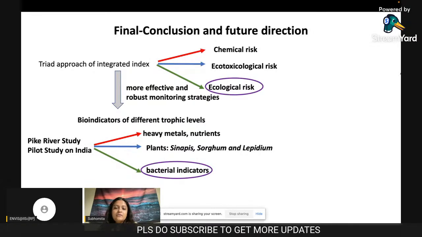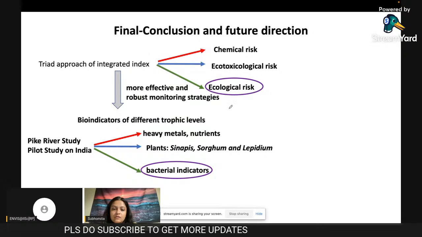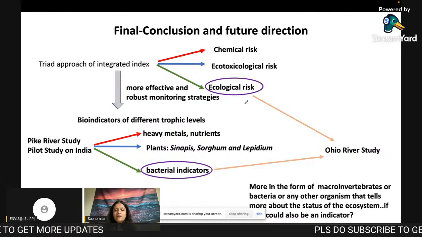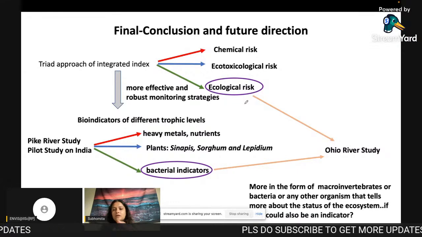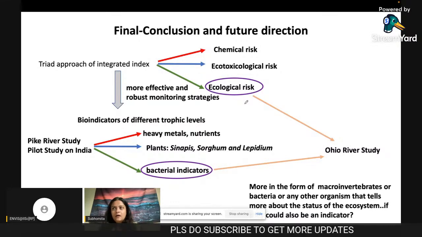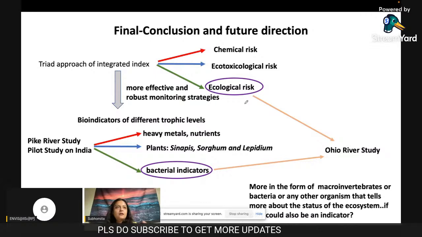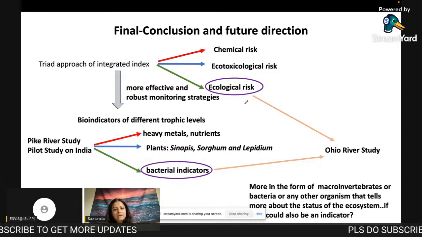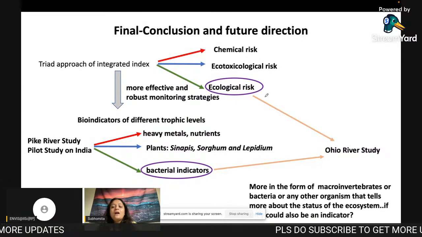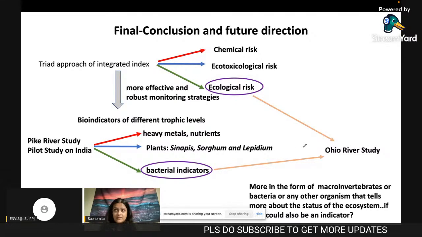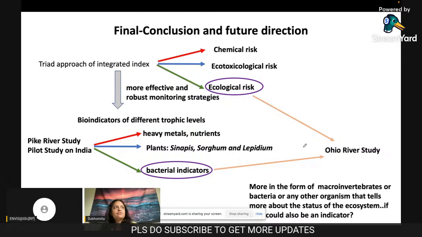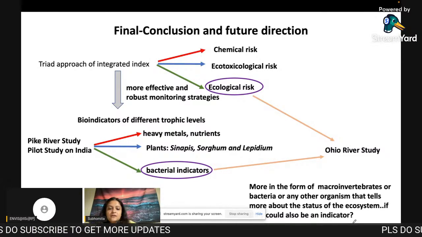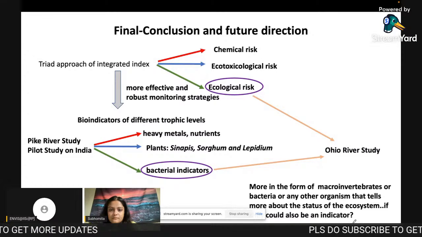But currently, what I'm interested in is more into this ecological risk area. So, for example, in this Ohio River study, my focus would be more on what the native macroinvertebrates, diatoms, or even fishes or bacteria, could be harmful bacteria also, what their status is. Are they at risk or not? Because that also gives us a story about the ecosystem status and if they can be the bacterial indicator itself.